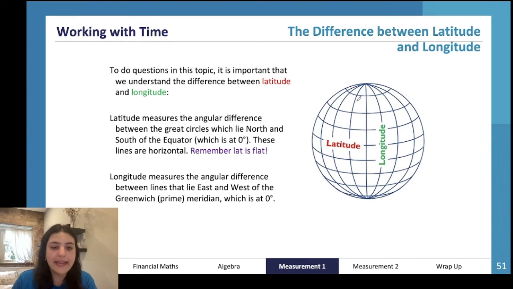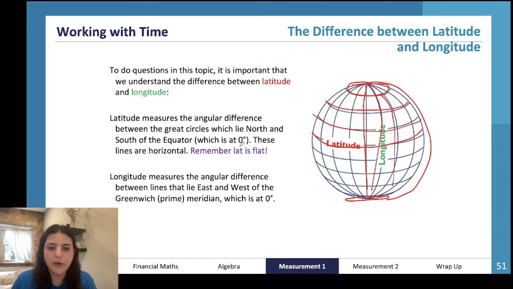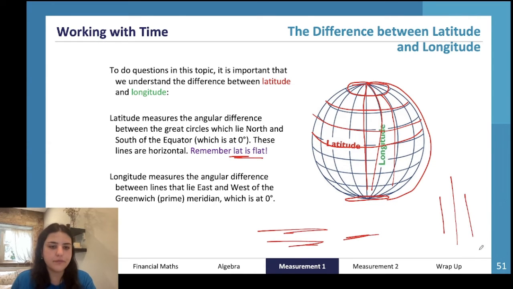Latitude measures the angular difference between these great circles up here and here, and it essentially is the lines that run like the belt around the world. Longitude measures the angular distance between this east and west line and the back east and west line, you can imagine, is back there. So it's going this way. One way you can remember it is lat is flat, so lat is running flat across. And then long is long, like a long spaghetti noodle.